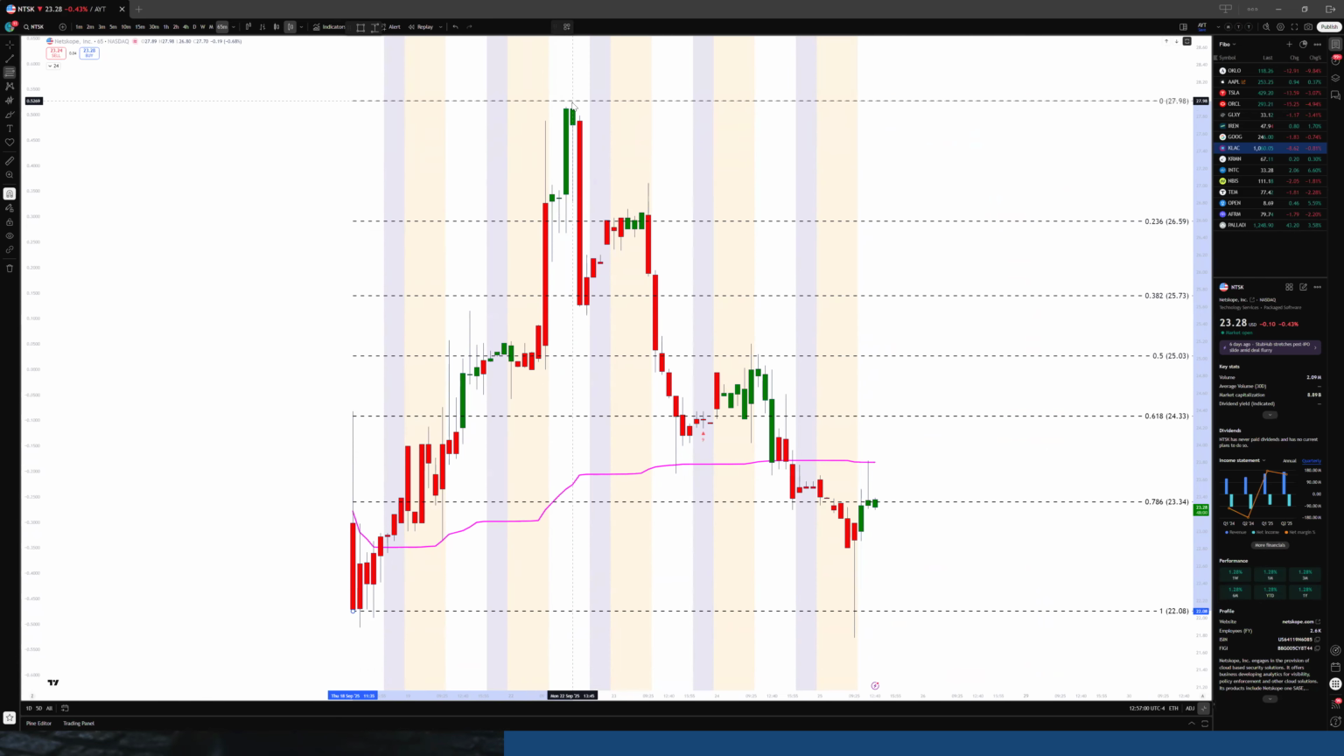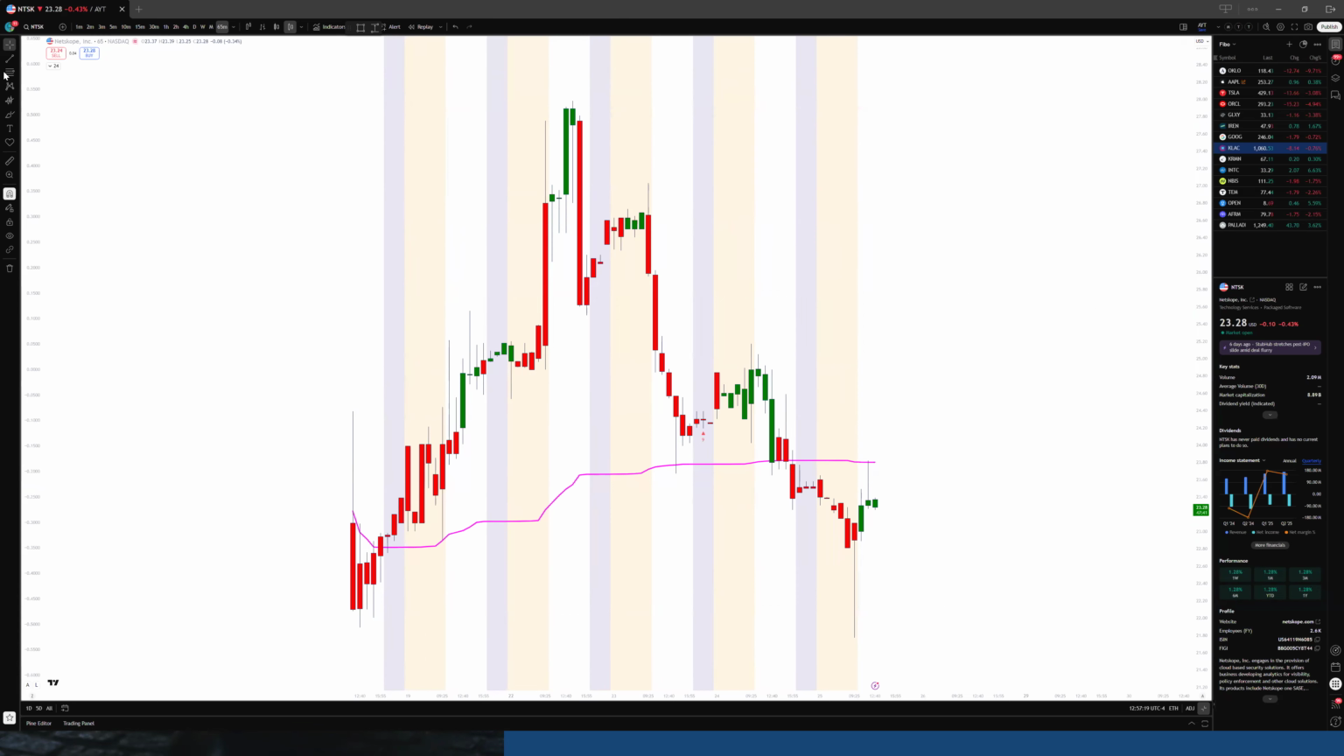And then let's look at structure. All right, so the pullback is into the 0.786. It has actually already had a full retrace on that candle. That was pre-market though. So how I would look at this is you're approaching levels where, hey, this could bounce, right?